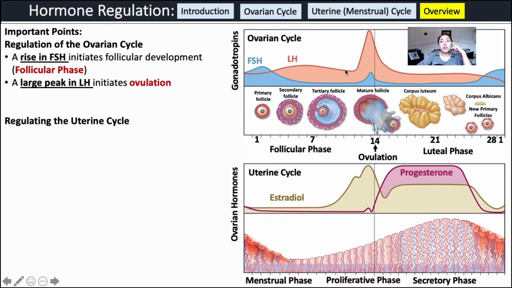Then you see a large peak in the luteinizing hormone. That triggers one of the mature follicles to release its secondary oocyte, and that is called ovulation.